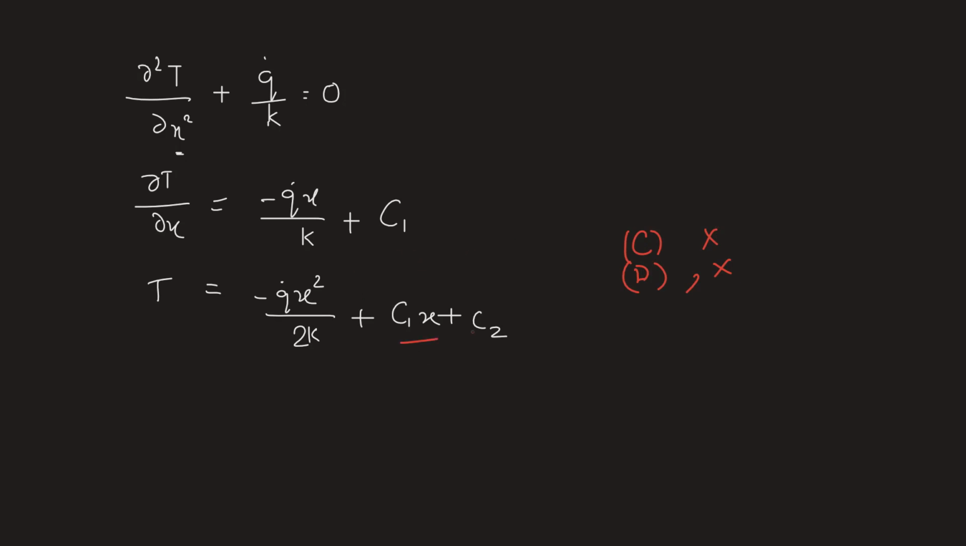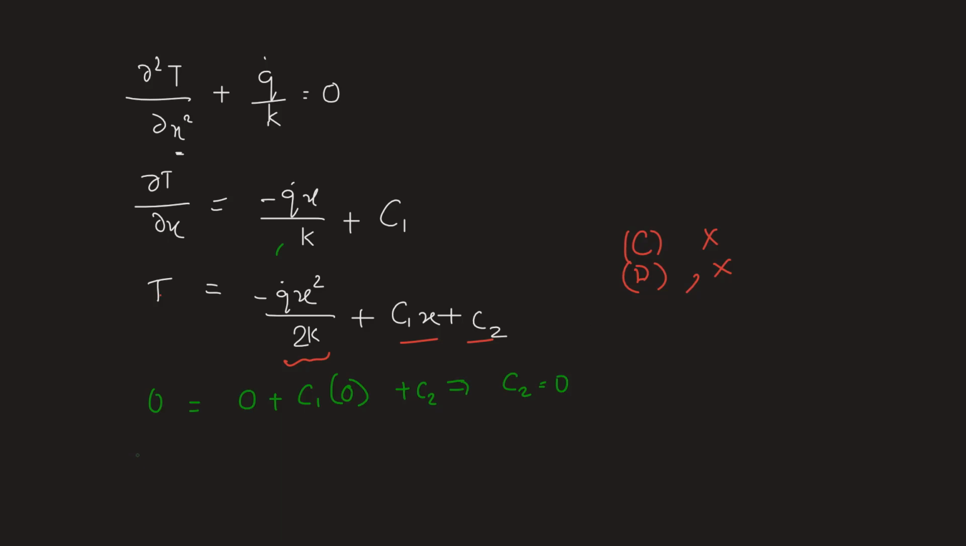Second and third term have the chances of being 0, but first term can never be 0, and therefore T is a function of x square and not linearly proportional to x. Now let's put in the boundary conditions and find C1 and C2. So at x equal to 0, T is 0. So we can write 0 equal to 0 plus C1 into 0 plus C2. So this gives us C2 is equal to 0.